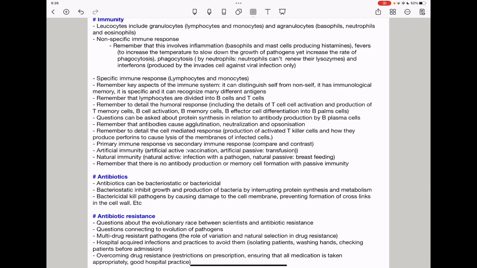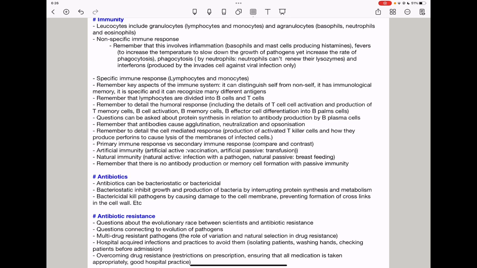Remember to detail the cell-mediated response, meaning production of activated T killer cells, and how they produce perforins to cause lysis of the membranes of infected cells in order to destroy them. They can ask about primary immune response as well as secondary immune response, so they could ask to compare and contrast this.